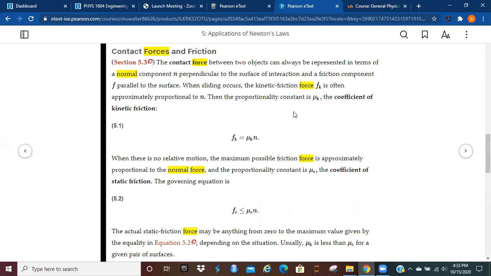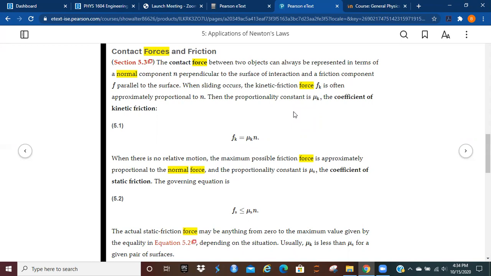Okay, this is going to be over section 5.3, contact forces and friction. The contact force between two objects can always be represented in terms of a normal component, N, perpendicular to the surface of interaction, and a friction component, F, that is parallel to the surface.